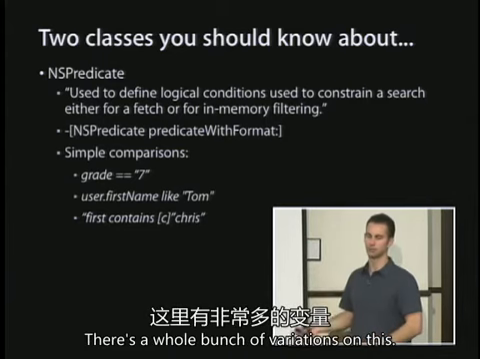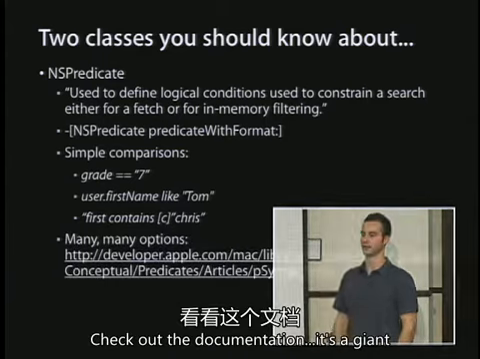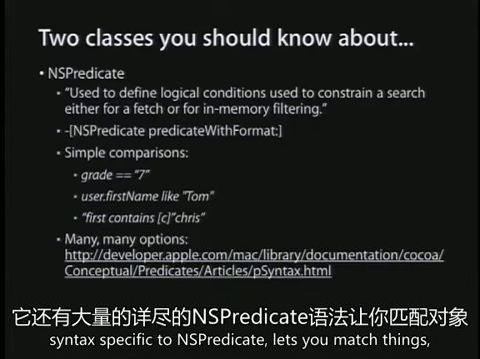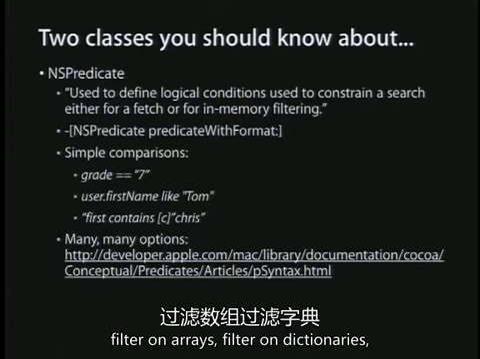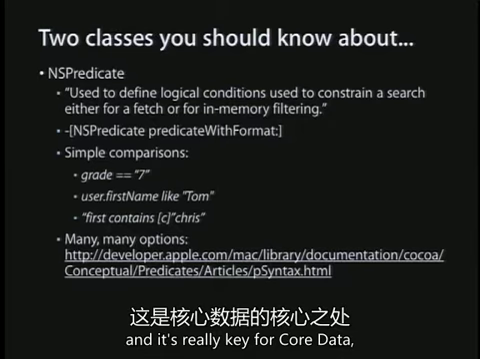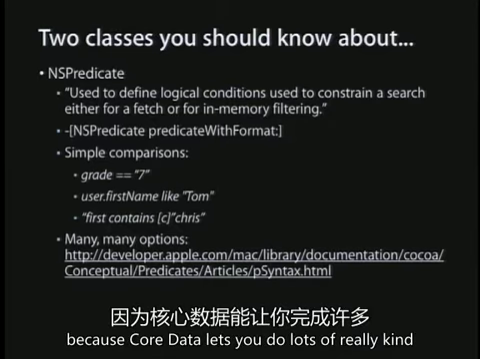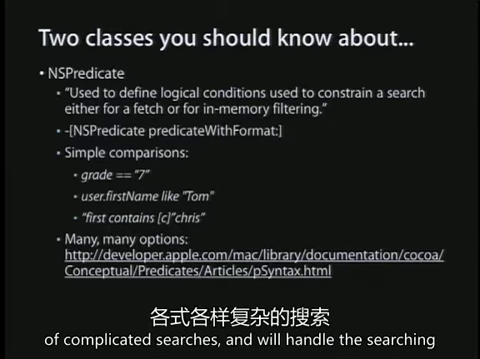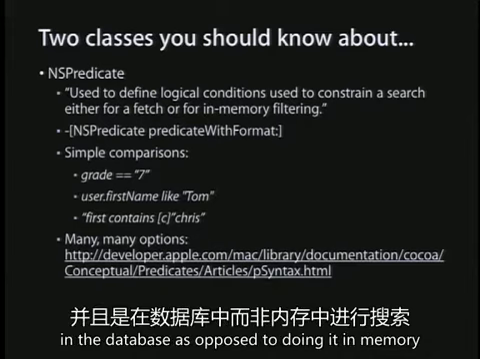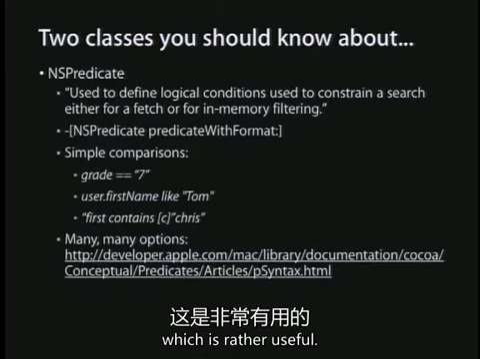There's a whole bunch of variations on this. Check out the documentation. It's a giant syntax specific to NSPredicate. Lets you match things, filter on arrays, filter on dictionaries. And it's really key for core data, because core data lets you do lots of really complicated searches. And it will handle the searching in the database as opposed to doing it in memory, which is rather useful.